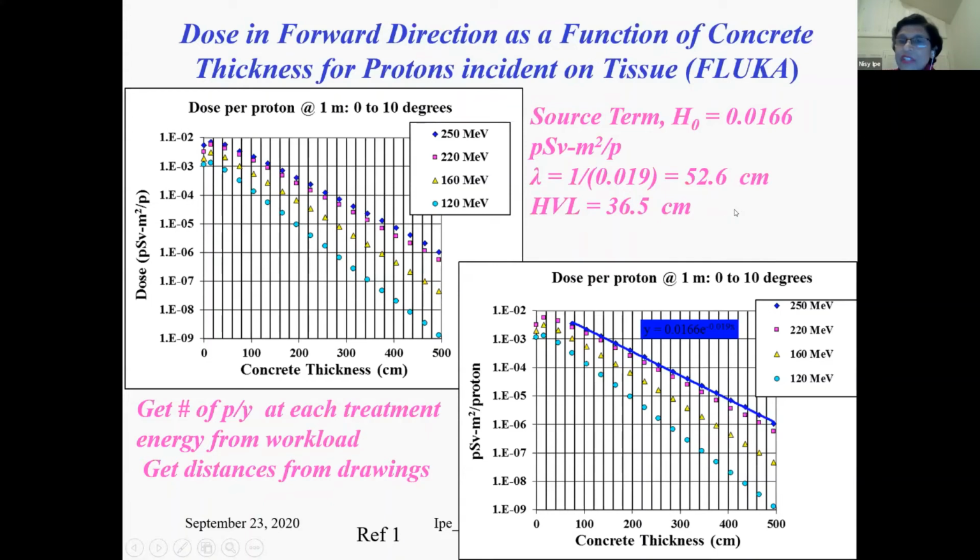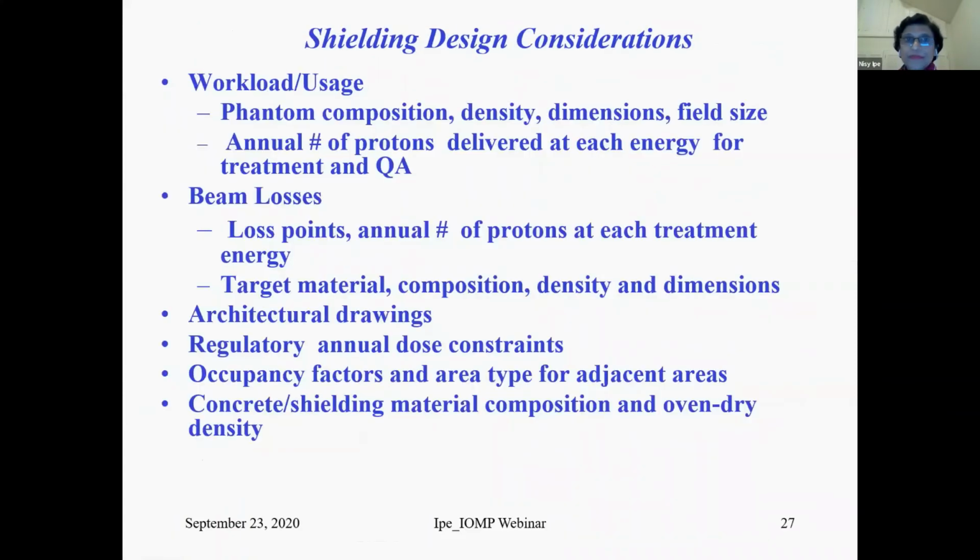So once we have this information and we know the total number of protons per year at each treatment energy from the workload, we use the drawings to get the distances. We can actually calculate the dose. So what are the shielding design considerations? Well, we need the workload and the usage, and Katja mentioned some of that. This has to come from the user and the equipment vendor. And for shielding, we need to know the phantom composition, its density, dimensions, the field size that we're using, the annual number of protons delivered at each treatment energy, and for QA. And the beam losses have to be provided by the vendor, and this can be quite complex.